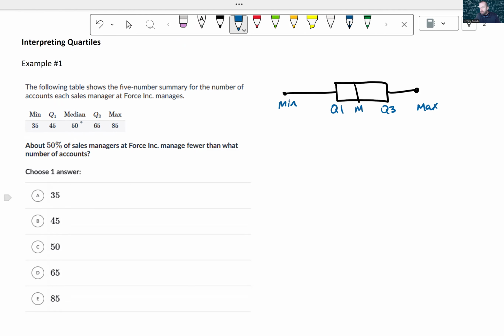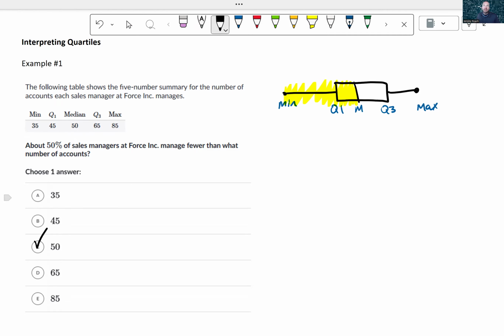So fewer than 50% is going to be all of this data right here. So 50%, fewer than the median. The median is 50. So this one is 50.